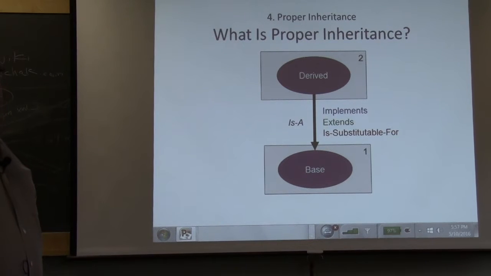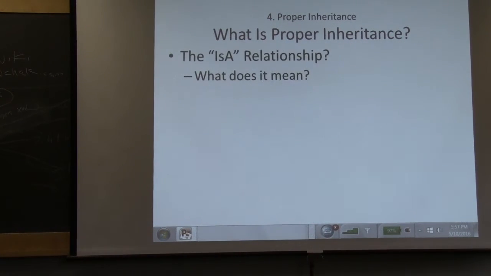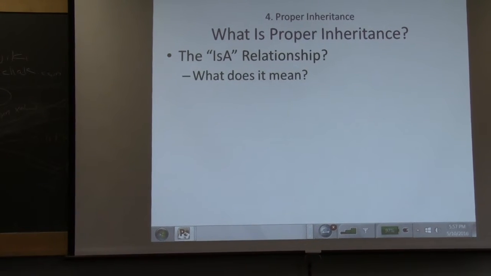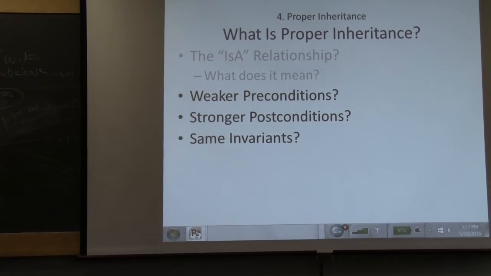It means a lot of things. There's some things that are common to all inheritance, and there's some things that are different. It implements, it extends, is substitutable for. We call that ISA. We use ISA for all of that. So you might think, ISA relationship, what does it mean? What does the ISA relationship mean? It should have some semantics, right? Weaker preconditions, stronger postconditions, same invariance.